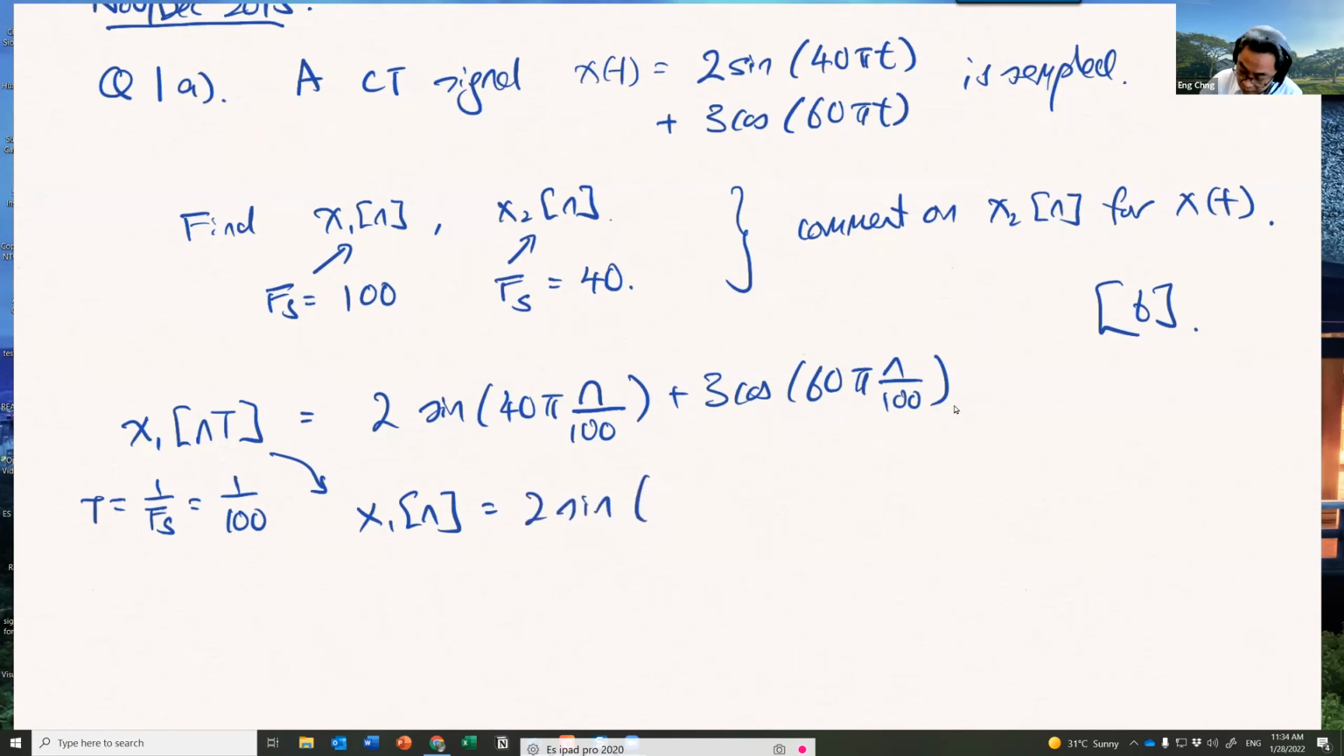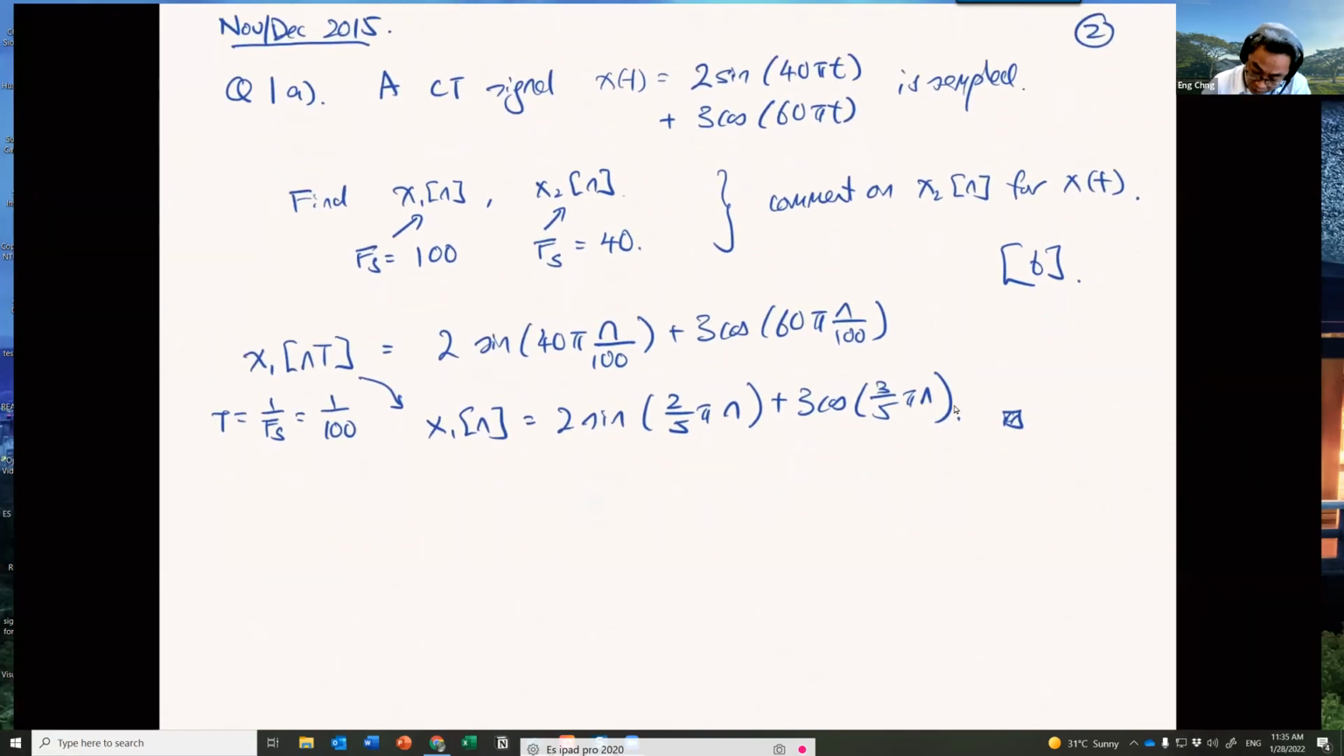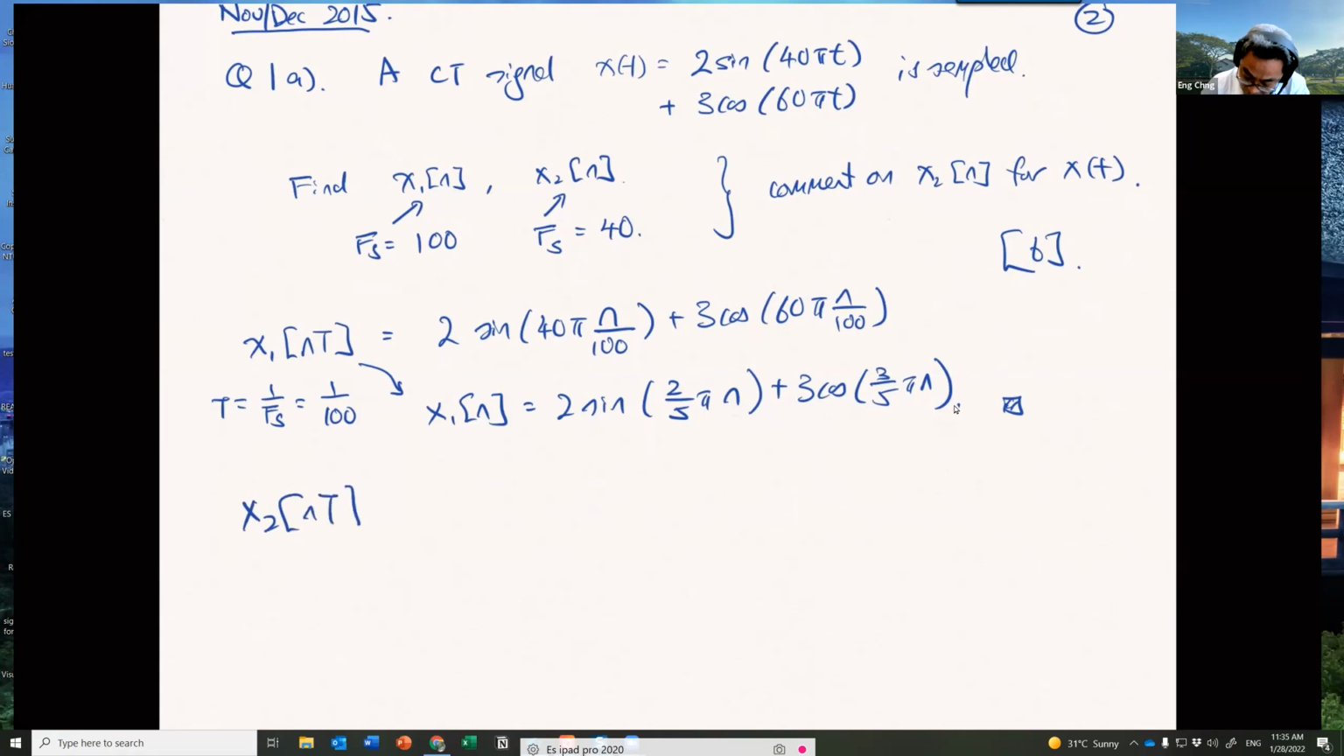40 divided by 100 is 2 over 5 pi n, and 3 over 5 pi n. And that's it. Did I make a mistake? No. Yep. So this is the first equation. This is trivial for your 2 marks. The x2 is a little bit more interesting. The only difference is 40 pi, and this time T equals 1 over fs. In the second case it is 1 over 40, and n over 40. So this is the slightly more interesting case.